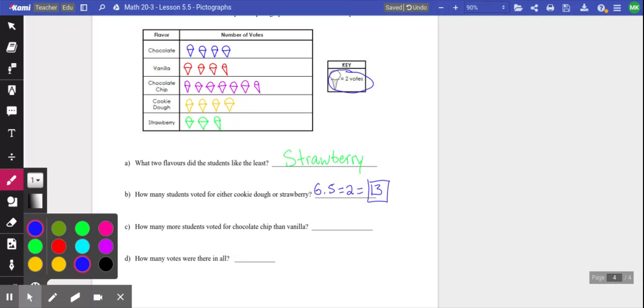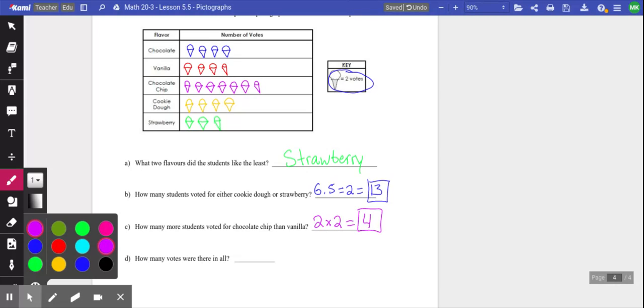C, how many more students voted for chocolate chip than vanilla? Well, looking at my picture, there was a total of 2 extra pictures under chocolate chip. Each picture represents 2 votes, so that means 4 total wanted chocolate chip more than vanilla.